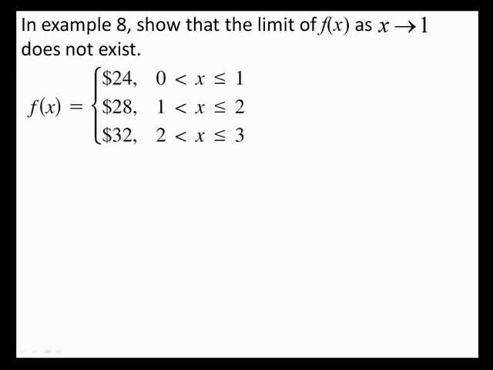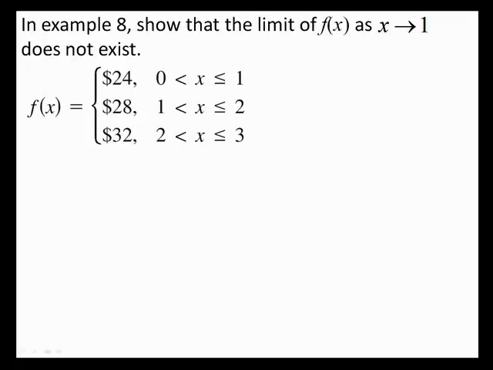In example 8, show that the limit of f of x as x approaches 1 does not exist. F of x is equal to the set 24 when 0 is less than x is less than or equal to 1, 28 when 1 is less than x is less than or equal to 2, and 32 when 2 is less than x is less than or equal to 3. Because the question asks about x approaching 1, focus on the first two equations.